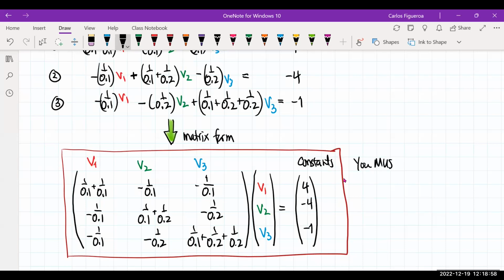You must show me this matrix to get full credit on a problem.